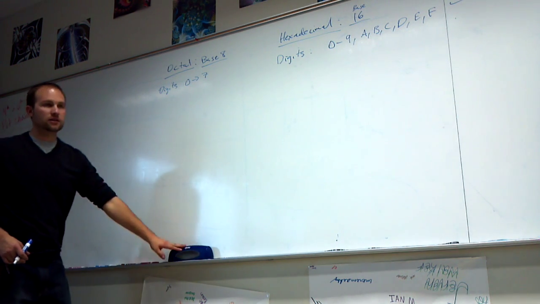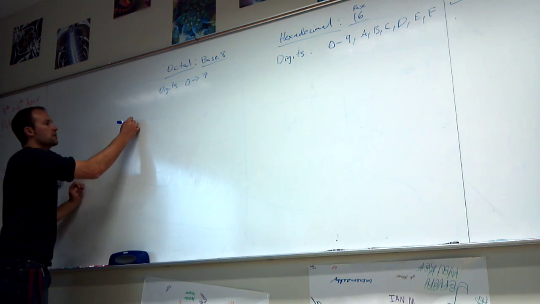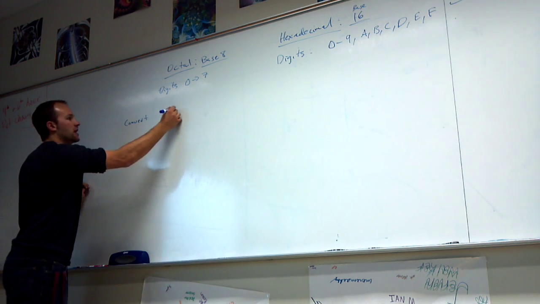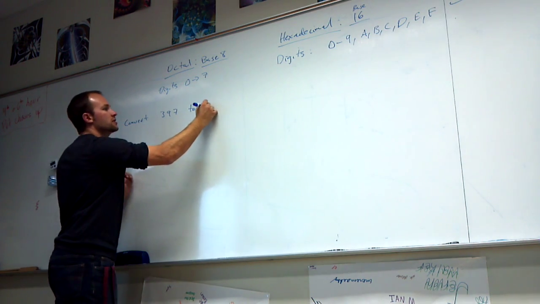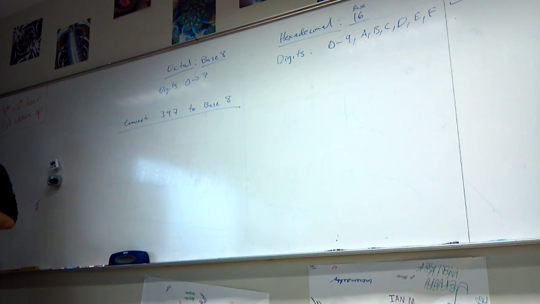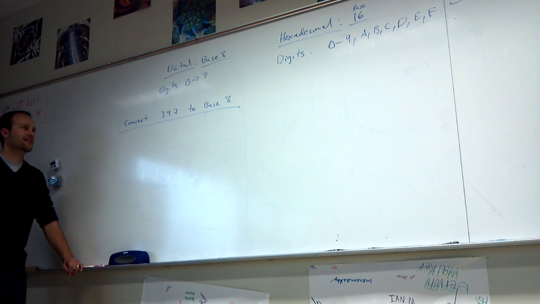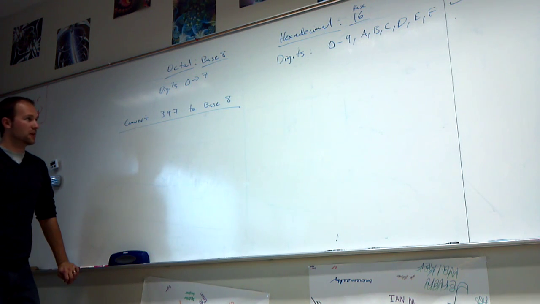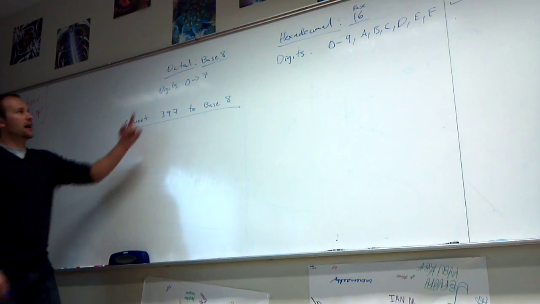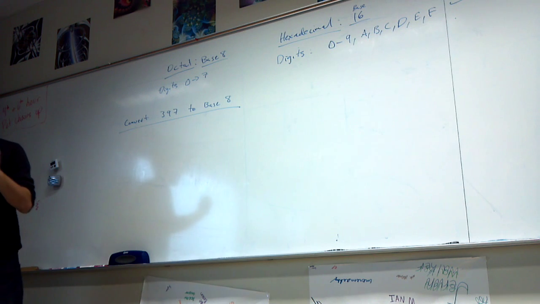So, let's convert 397 to base 8. Now, before you get grossed out by this, I said base 8 and base 16 are closely tied to base 2. Why?